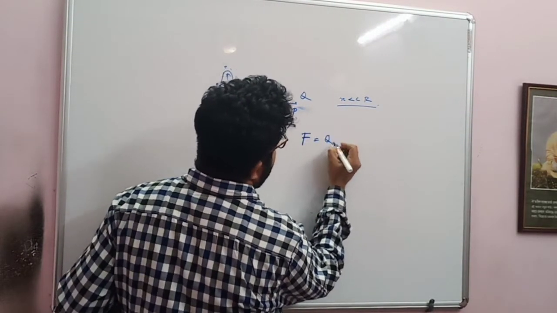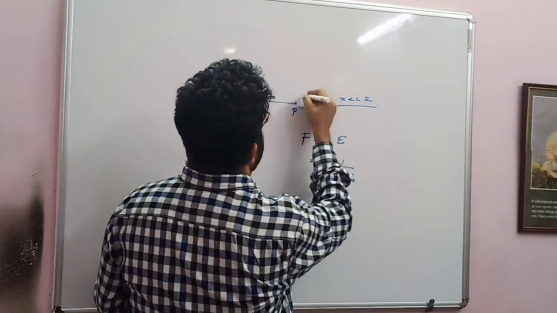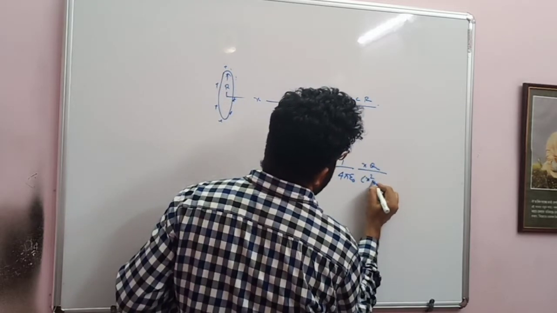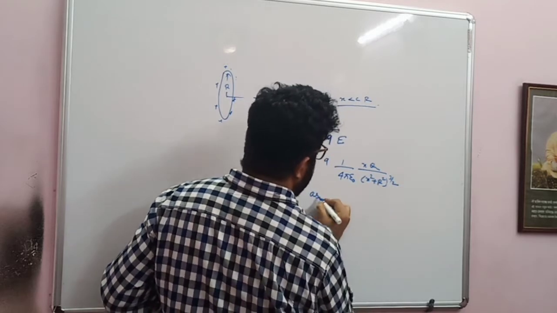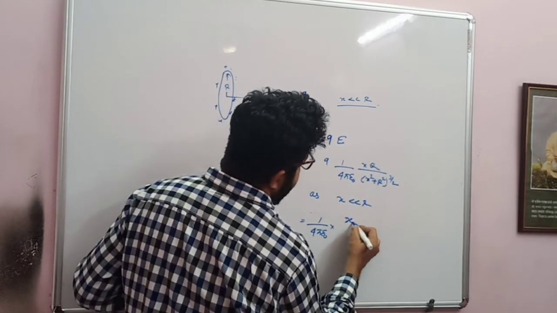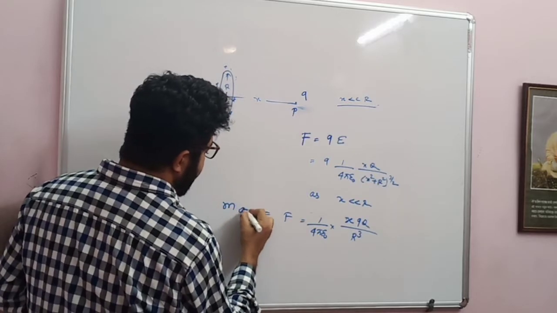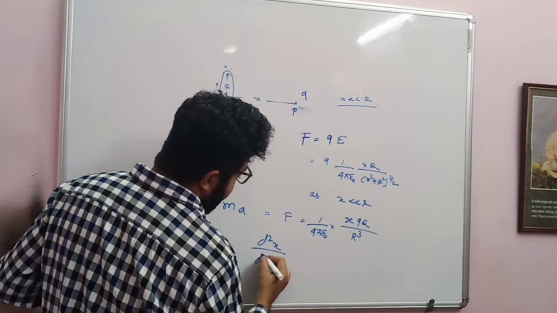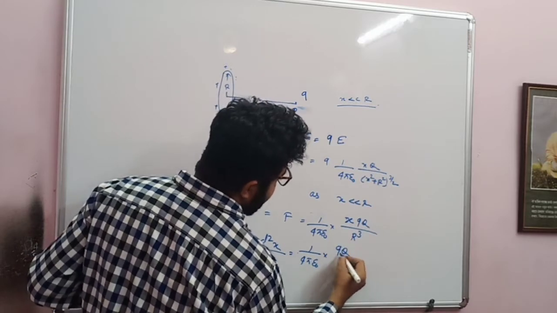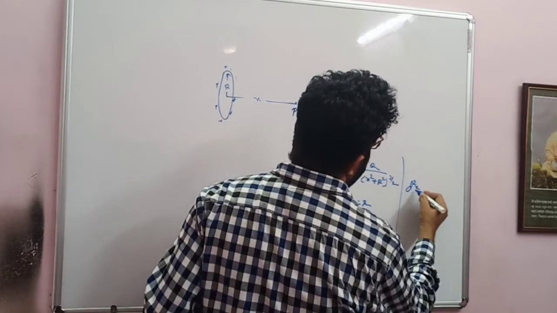So force is Q into E, Q 1/4 pi epsilon naught, इसका वैल्यू स्मॉल q ले लेता है, x cube by x square plus r square 3/2, as x is less than r, so we can neglect x square, so we have 1/4 pi epsilon naught x q by x square is cancelled, so we have r cube, that is force, that is mass into acceleration, so d square x by dt square is 1/4 pi epsilon naught Qq by m r cube x.